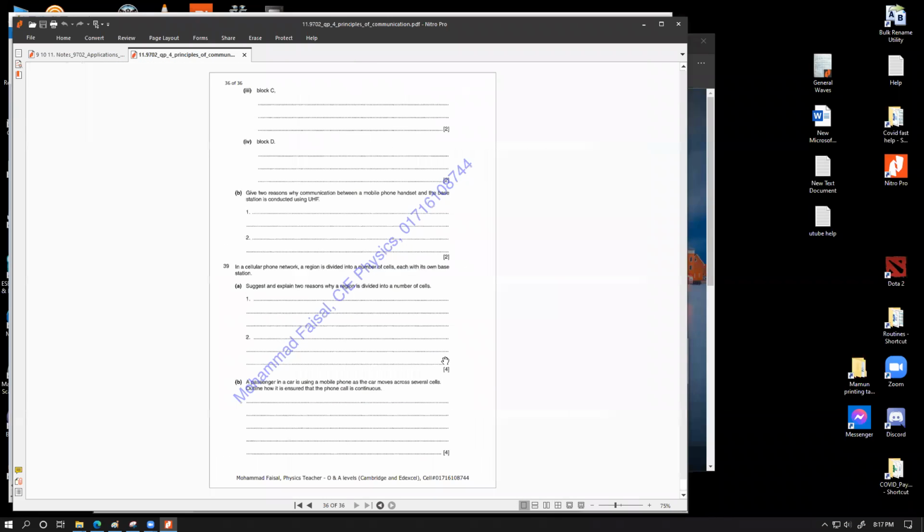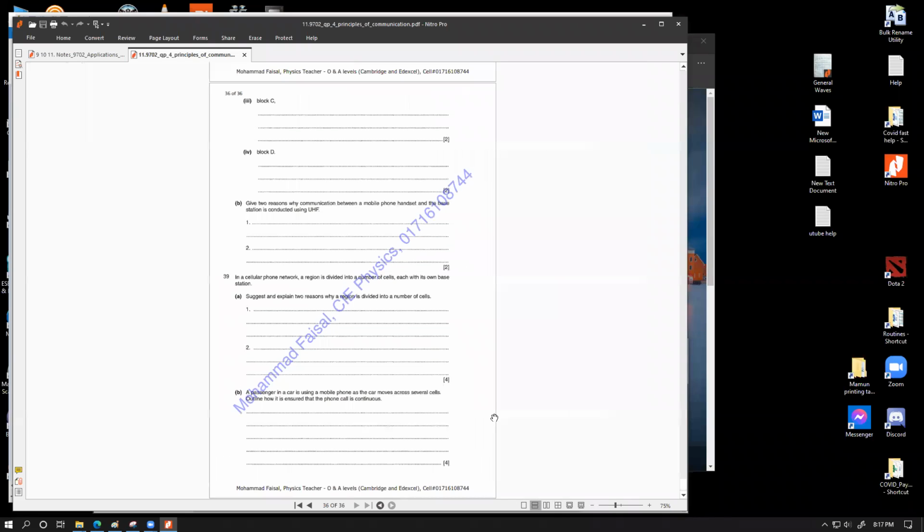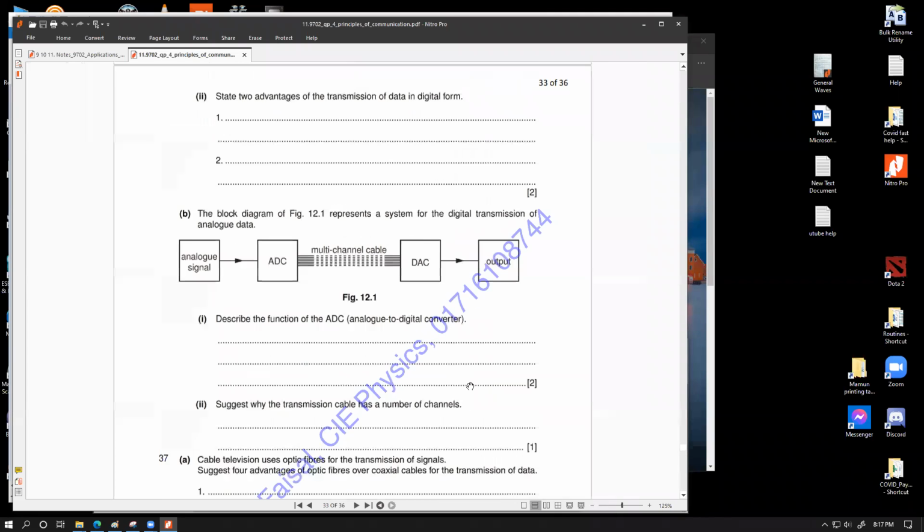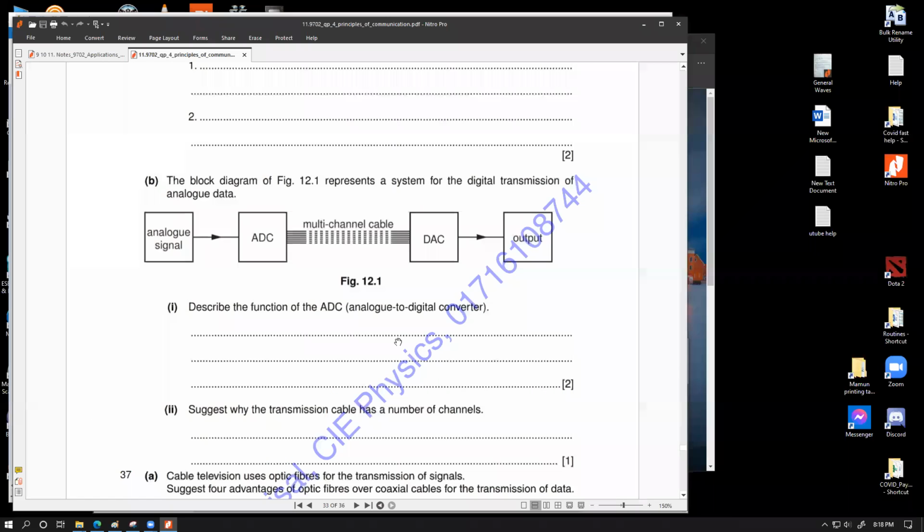This one, multi-channel cable. Yes, have a look. This is one of the systems where it totally gets rid of the serial to parallel converter or parallel to serial converter. Here is our signal, send it to the ADC. Then we have a multi-channel cable. This is the important bit. So how many channels do you see over here?